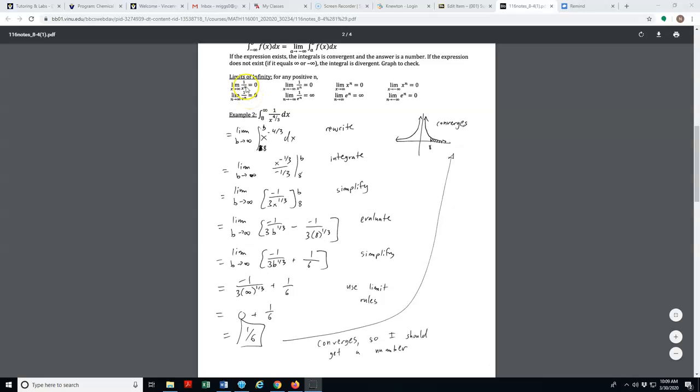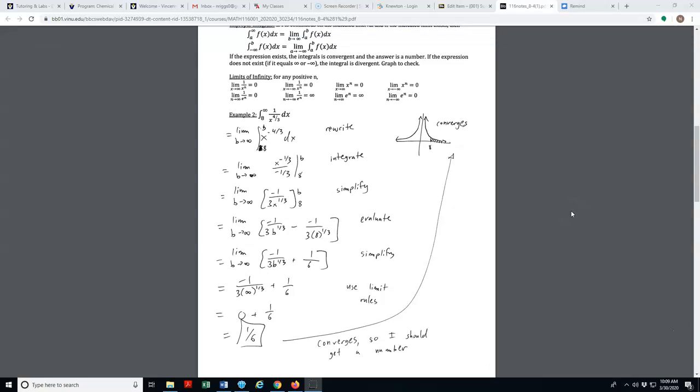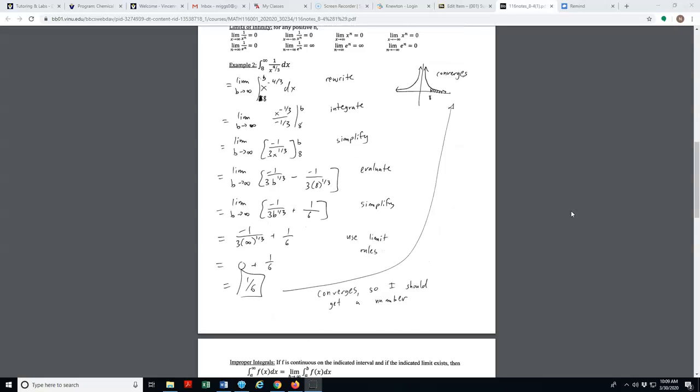Again, I can use these limits at infinity to confirm, but my graph tells me I expect that to happen. So the answer is going to end up being that other number, which here was 1/6. So I am constantly looking at that graph to try and answer for myself, what do I expect is going to happen when I do this problem?